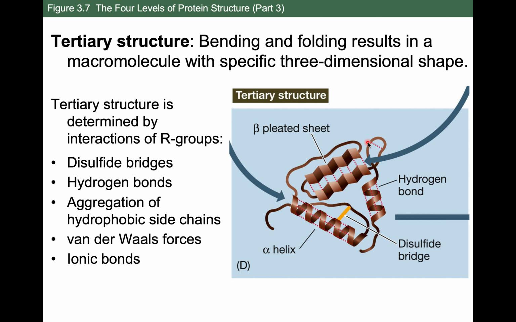Depending on what amino acids it contains and what its R groups look like, we may form more or less of these different types of bonds and end up with different shapes of proteins in the end. But again, it's really that three-dimensional shape that is so important for the function.